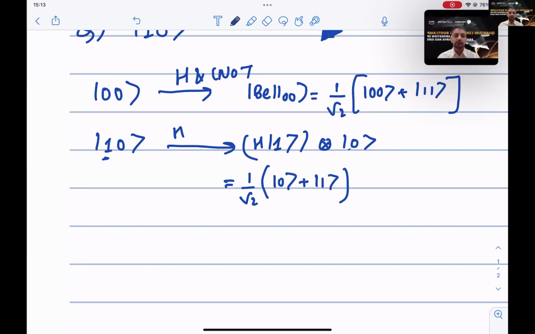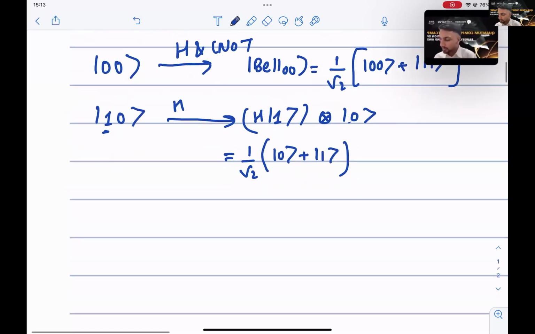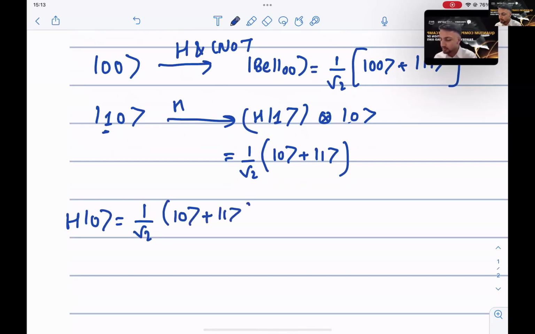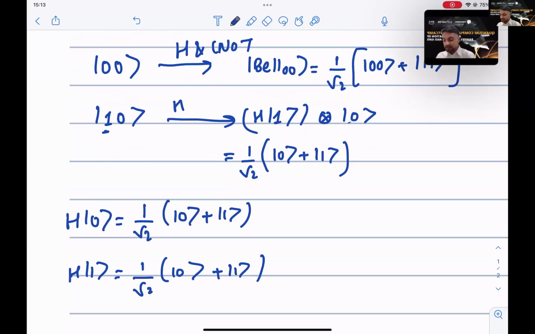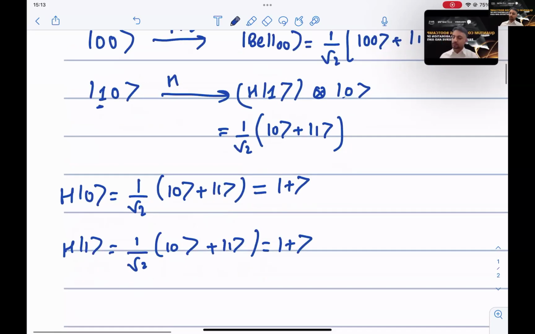So the equal superposition part is absolutely spot on. But you also probably learned that Hadamard acting on the 0 state is this state, and Hadamard acting on the 1 state is this. This superposition state is defined as the plus state, okay? So is it true that if you apply Hadamard on both 0 and 1, it takes you to the same state?